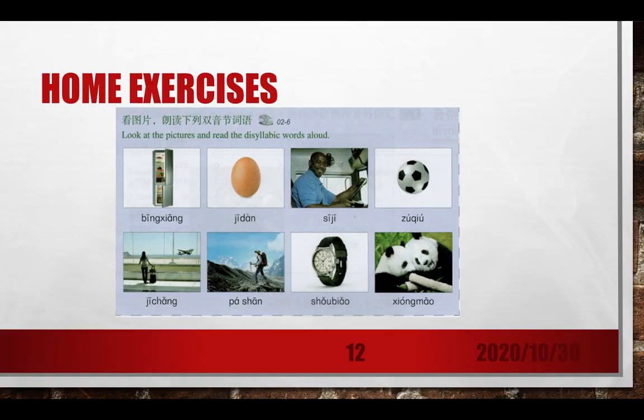Great. So after finishing all of this conversation and tone rules, let's do this as a small home exercise. Here again, we're going to look at the pictures and read these words. But you could finish it after class.